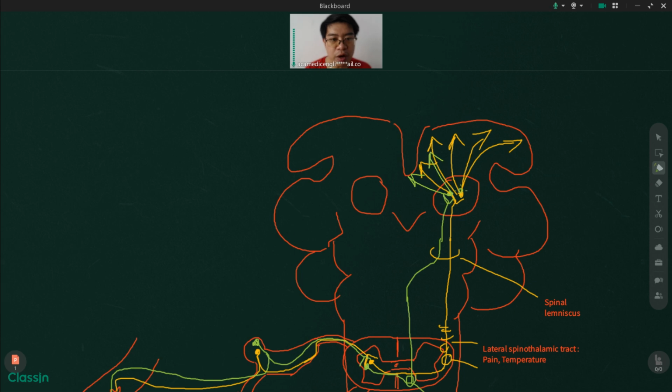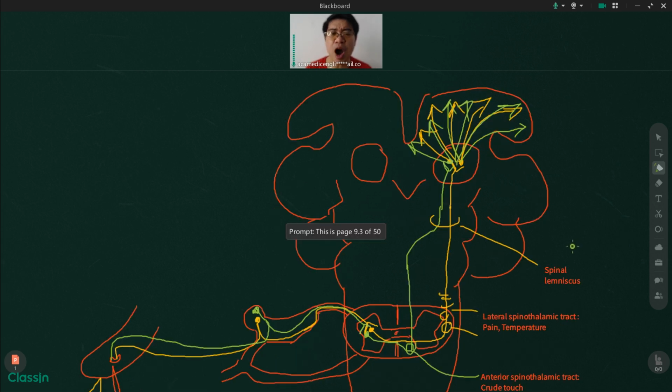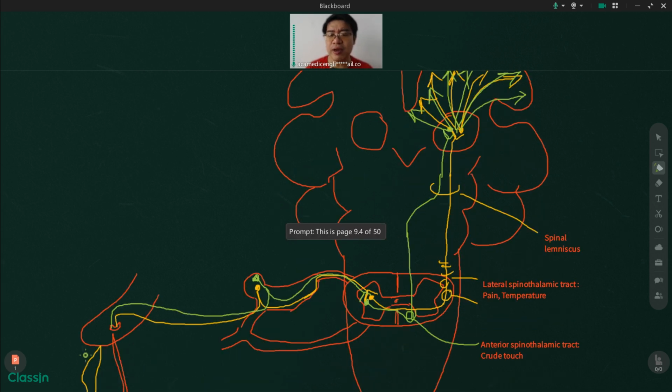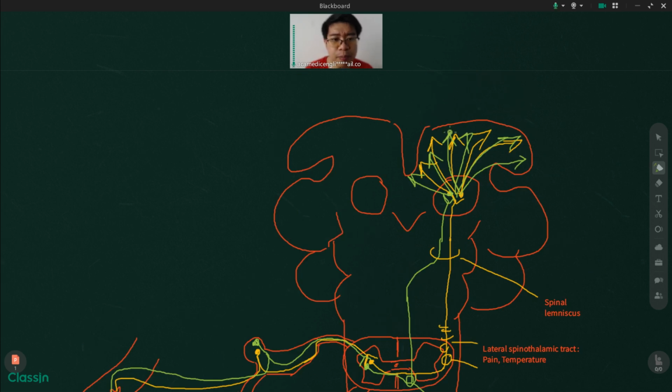There will be a lot of neurons that go to different places within the cortex. It really depends on which part of your body is stimulated. For example, if your finger is stimulated, it will go somewhere alongside here. But if your legs are the ones that are stimulated, it will go somewhere like here.